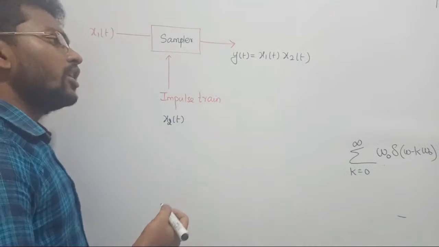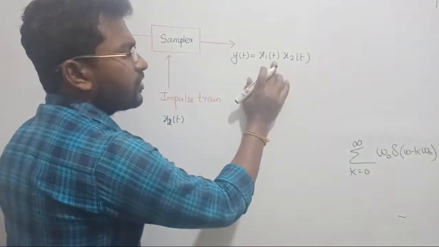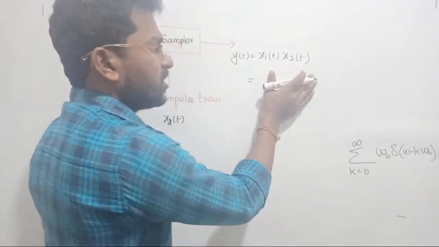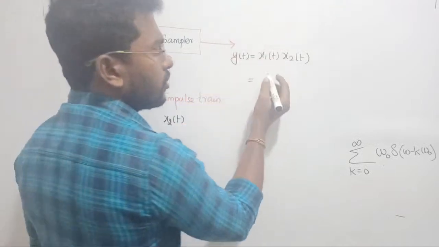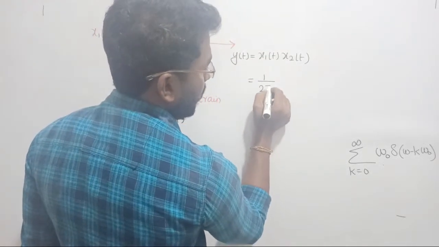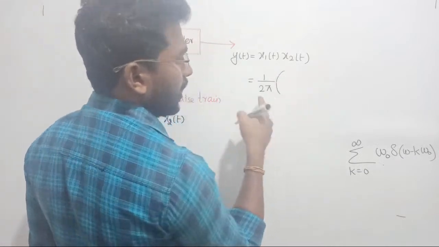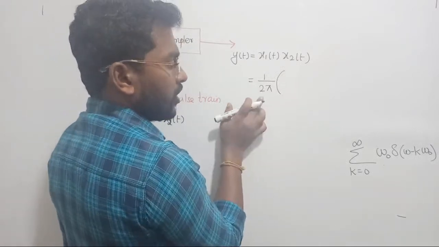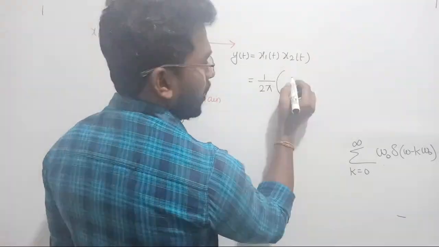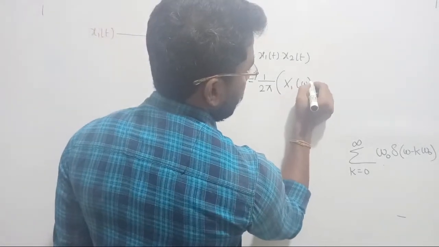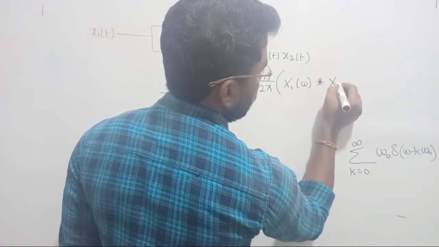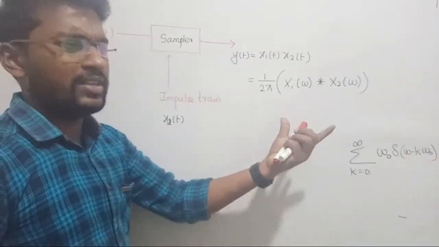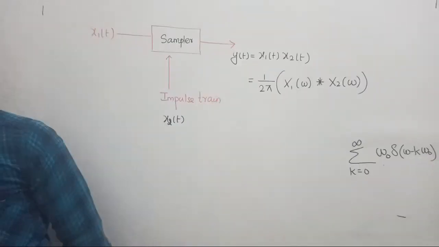Let us see what will happen in frequency domain. If two signals are in multiplication in time domain, then in frequency domain they will be in convolution. I hope you all remember in Fourier transformation I had given this property. The corresponding frequency domain function can be written with the value 1 by 2 pi, x1 of omega in convolution with x2 of omega. Please revise your notes if you don't remember.